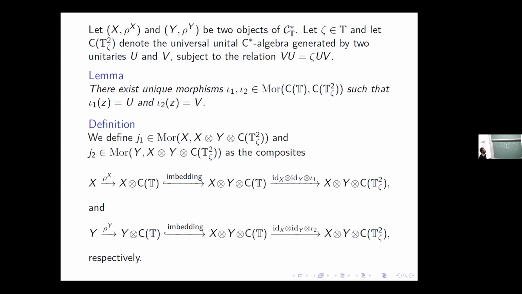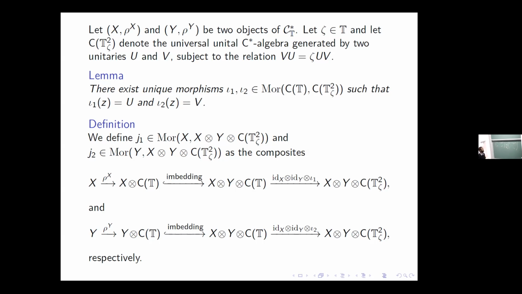So now I proceed to define this tensor product box times zeta. Let us take two T-star algebras X and Y, where the coaction is denoted by rho with the superscript the algebra, X or Y. Fix a scalar zeta in the circle, and let C(T^2_zeta) be the noncommutative two-torus, the universal C-star algebra generated by two unitaries U and V, subject to the relation that V and U commute up to the scalar zeta.